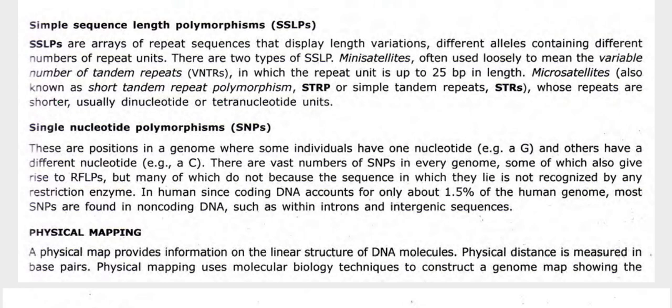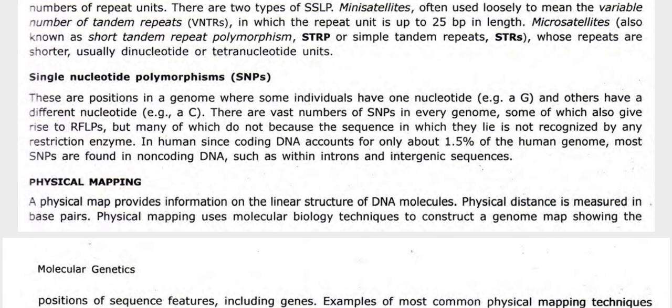Then single nucleotide polymorphisms. These are positions in a gene where some individuals have one nucleotide and others have a different nucleotide. There are vast numbers of SNPs in every genome, some of which also give rise to RFLPs, but many of which do not because the sequence in which they lie is not recognized by any restriction enzyme. In humans, since coding DNA accounts for only about 1.5% of the human genome, most SNPs are found in non-coding DNA, such as within introns and intergenic sequences.